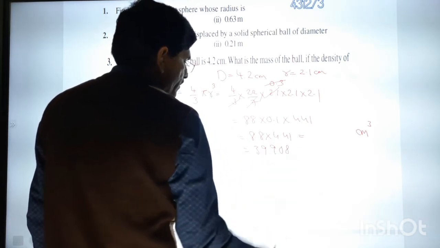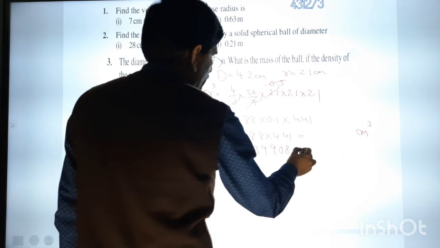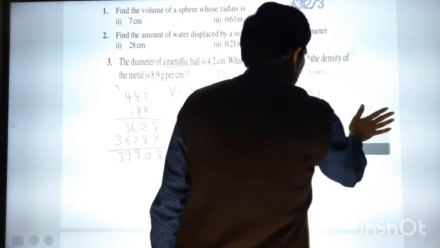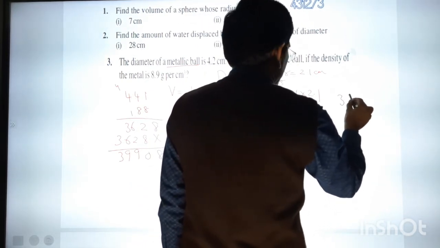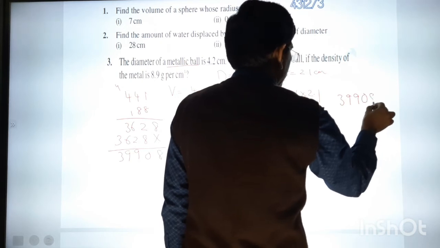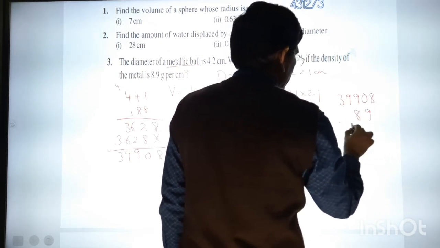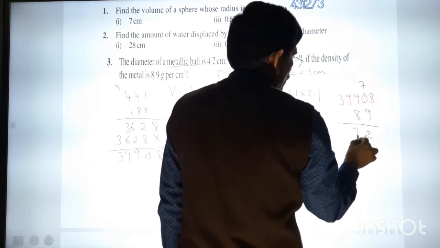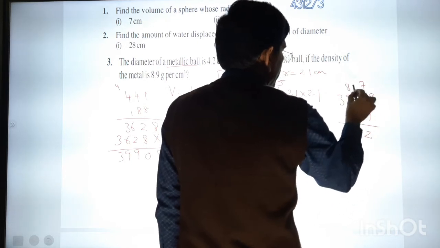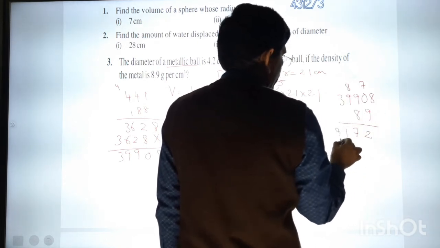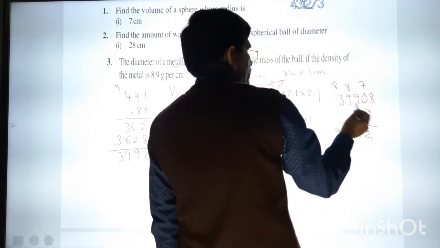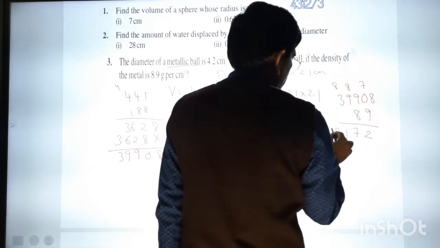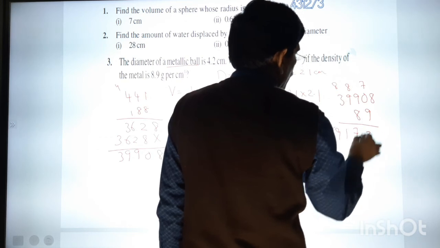39.908. After 39.908, again multiply with 89. So if I want to multiply now, 39.908 multiplied by 89. 8 9s are 72. 7 9 0 is 0. 7 9s are 81. 8 9s are 81 plus 8, 89. 8 9s are 9, 3 is 27. 27 plus 8, 35. 8 8s are 64.